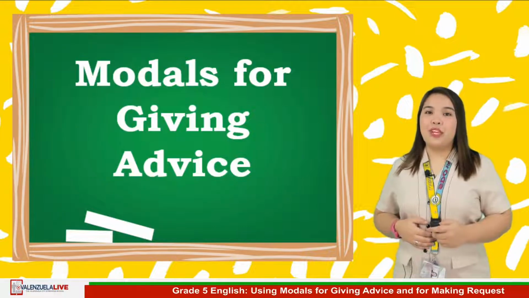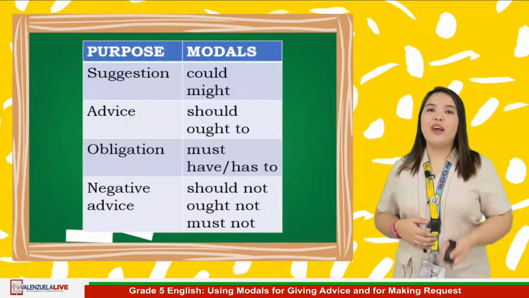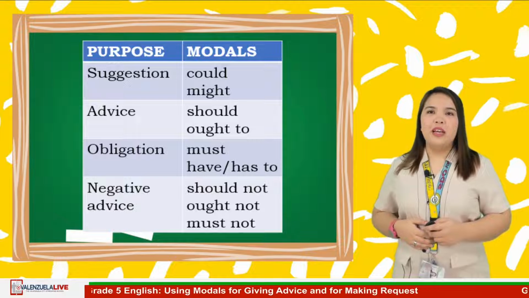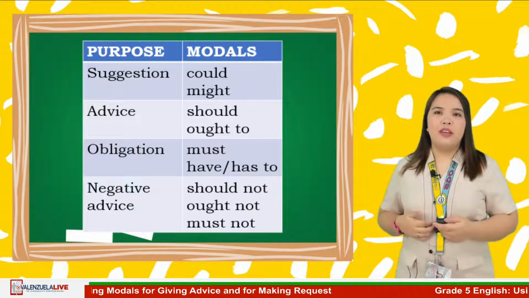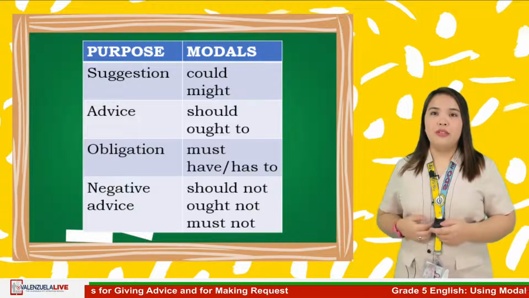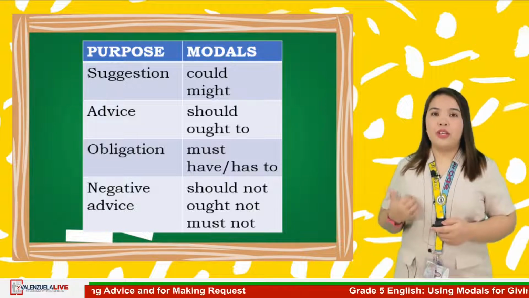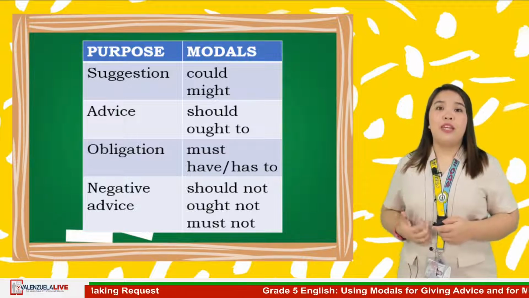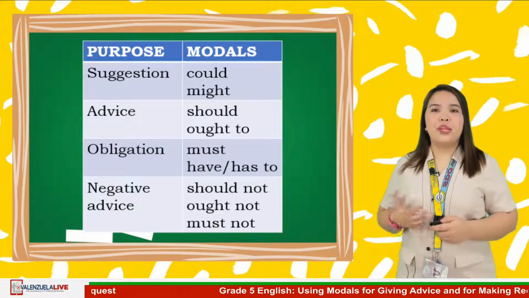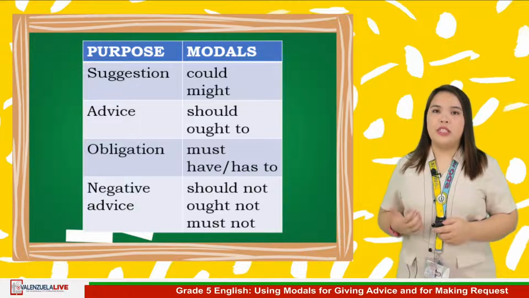For modals for giving advice, we have the following purposes. Number one, if we want to give a suggestion. Number two, if we want to give advice. Number three, if we want to state an obligation. Number four, if we're giving negative advice.